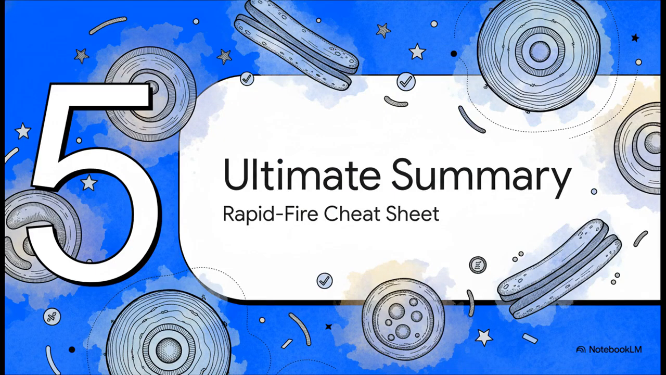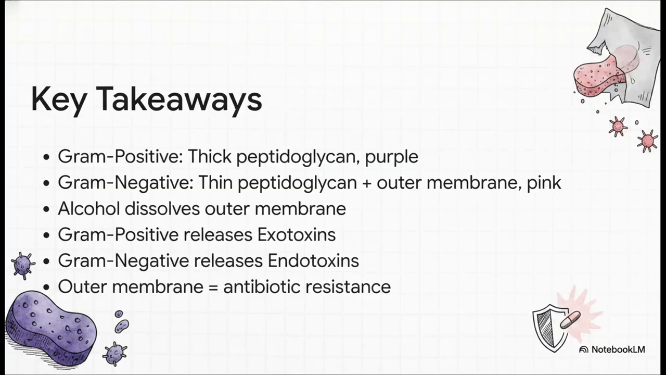All right, let's wrap this up with Section 5, the ultimate exam summary. Okay, here are the high-yield bullet points you absolutely need to know. Gram-positive? That means a thick peptidoglycan layer that stains purple. Gram-negative? That's a thin peptidoglycan layer hiding right under an outer lipid membrane, and it stains pink. Why? Because that outer membrane dissolves in the alcohol wash, making it lose that initial purple dye.